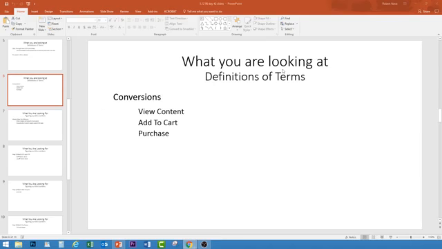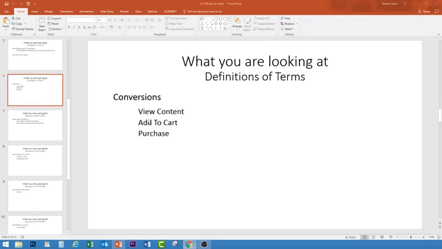So what are you looking at? Definitions and terms, still the same thing, definitions and terms. But now instead of clicks and link clicks, we're talking about conversions. Okay, so when you find people like me that are very general with terms, sometimes I can use conversions synonymously with purchase. But conversions can be a lot of different things.